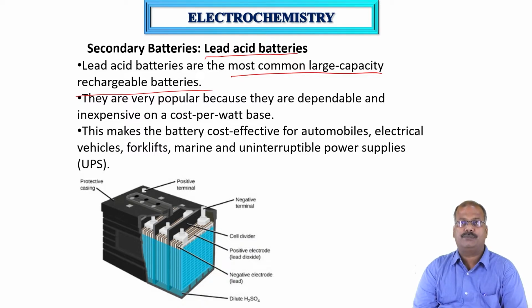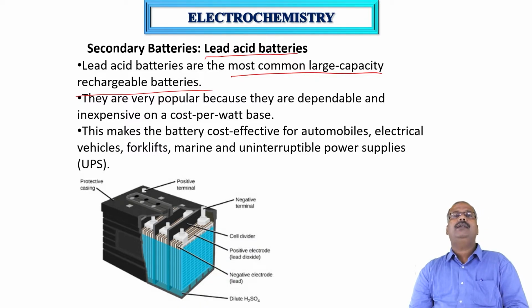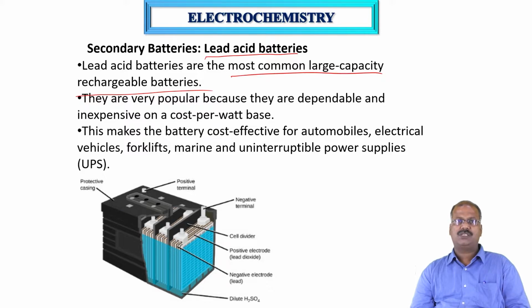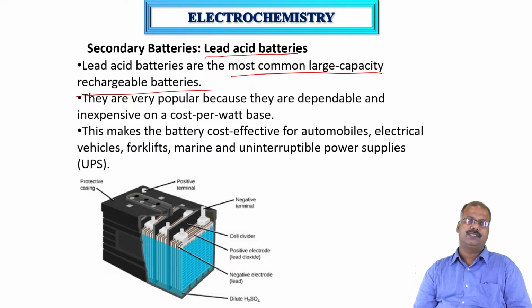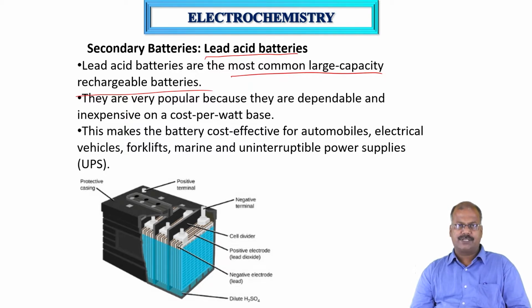They are very popular because they are dependable and also less expensive. Okay, on a cost per watt basis, that is output energy basis. So they are very popular because of less expense and cost per watt effectiveness. Now, this makes the battery cost effective for automobiles, electrical vehicles, and also, as I said, inverter batteries, UPS batteries. So this is something people can afford easily, and also performance wise it's better.